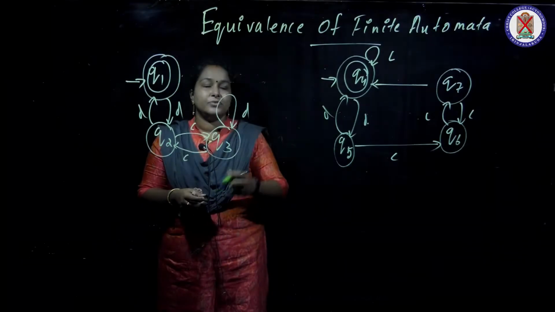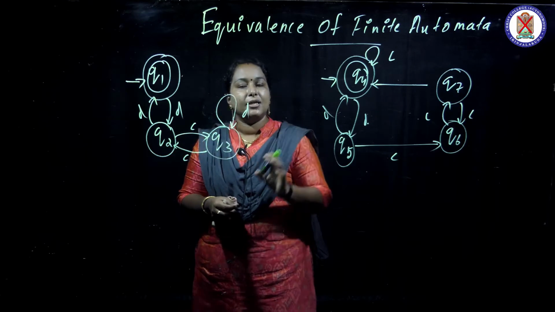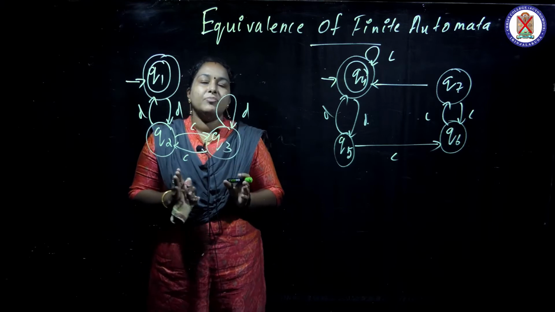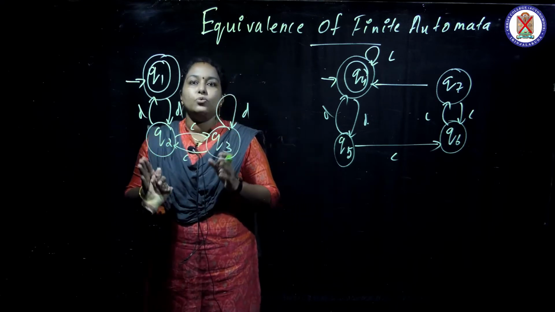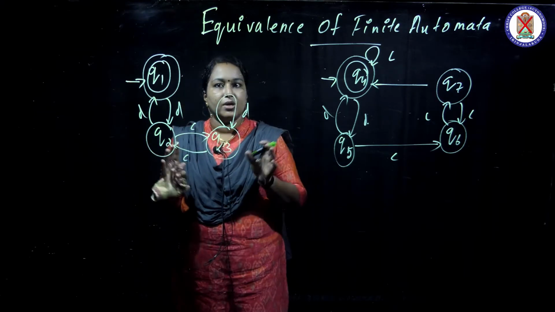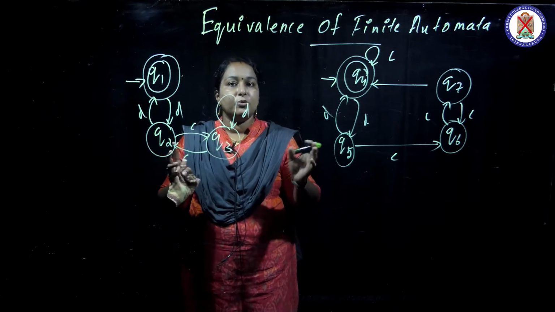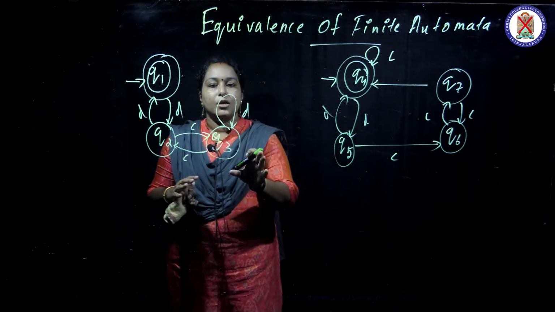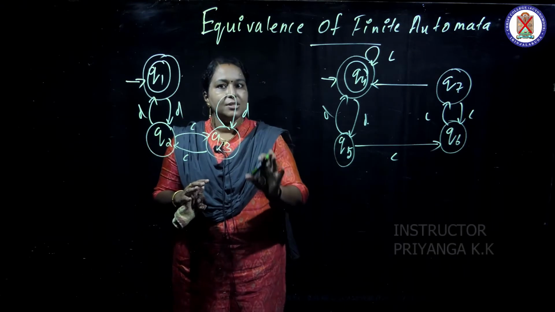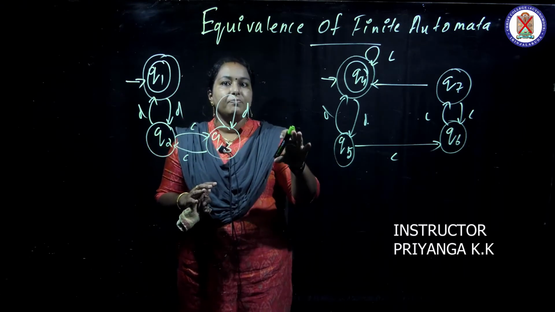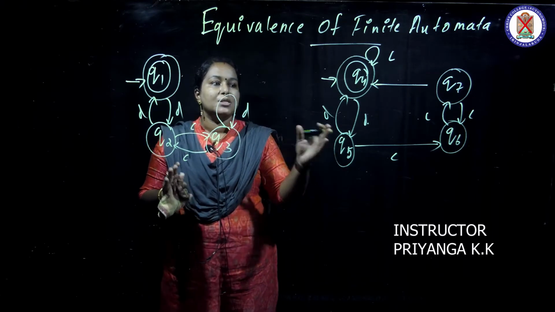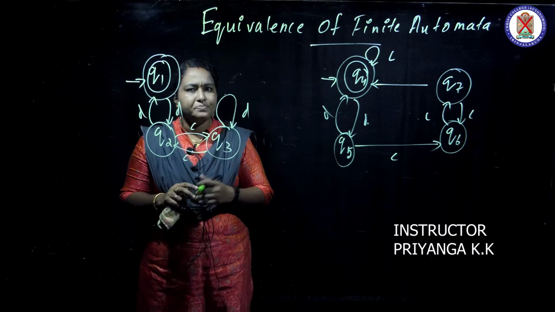Hi everyone. Today we are going to deal with a new topic, that is equivalence of finite automata. What do you mean by equivalence of finite automata? You will be given two DFAs or NFAs and you must prove whether these two NFAs or DFAs are equivalent. Now I am giving here two DFAs. With this problem I will provide you the method to prove these two DFAs are equivalent.